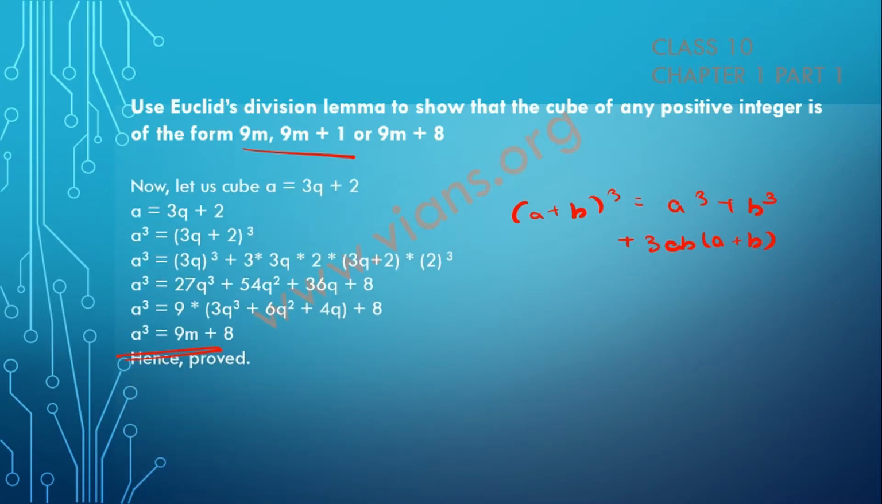And the third number is, what if it was 3q plus 2? Then you're going to have again the same formula. So you're going to have (3q plus 2) cube. That's going to be 3q cube plus 3 into 3q square into 2 plus 3 into 3q into 2 square plus 2 cube. So that's 27q cube plus 54q square plus 36q plus 8. So that can be written as, you can remove the 9 from everything over here, and that becomes 9m plus 8, hence this can be proved.